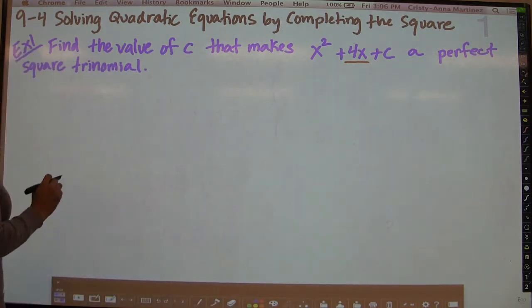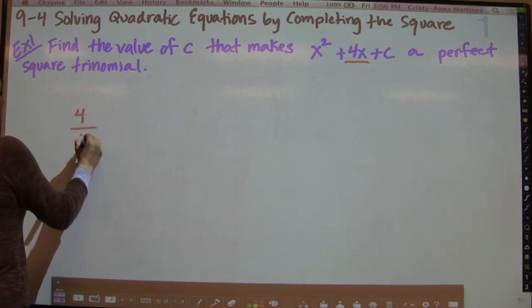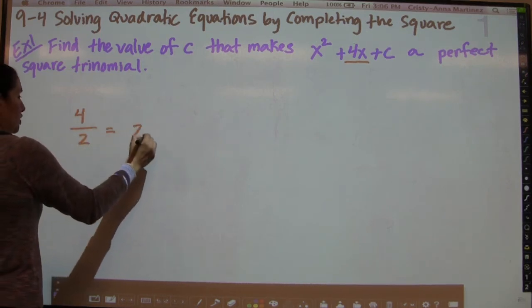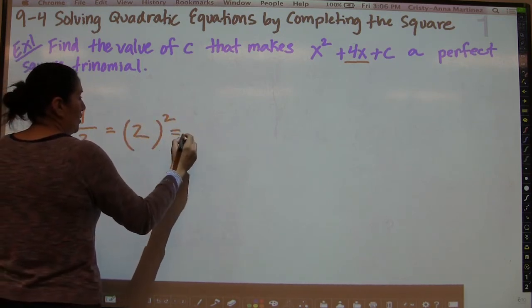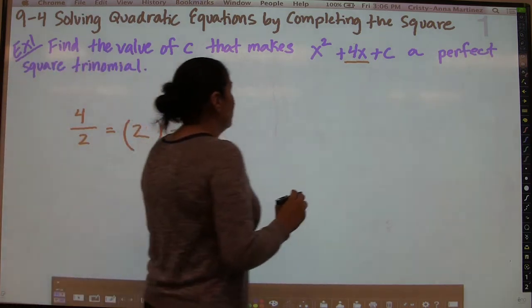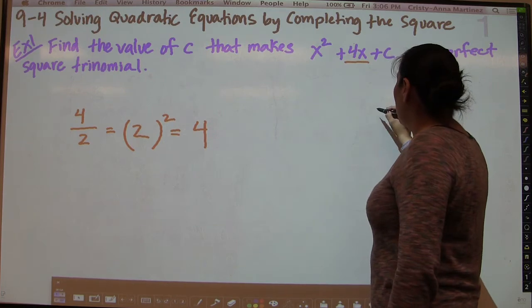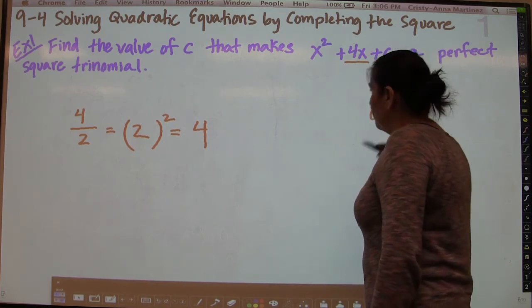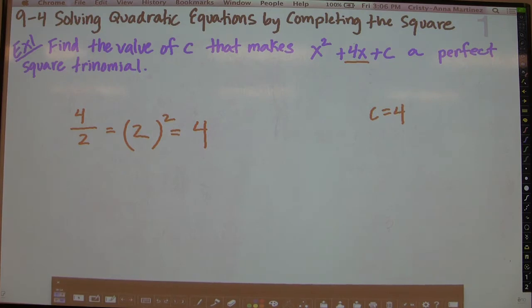So what you do is you want to take the middle term, which in this case is 4, and then divide that by 2, which gives you a 2. And then you want to square this result, which will in turn give you a 4 again. That means that in order for this to be a perfect square trinomial, the value of c would have to be 4. Okay, and we're going to see how that works a lot more as we continue.